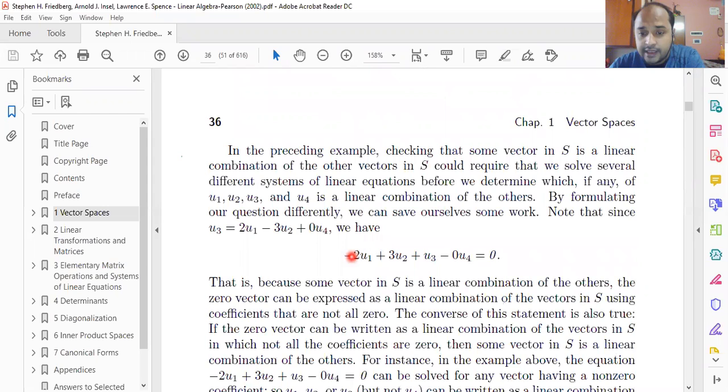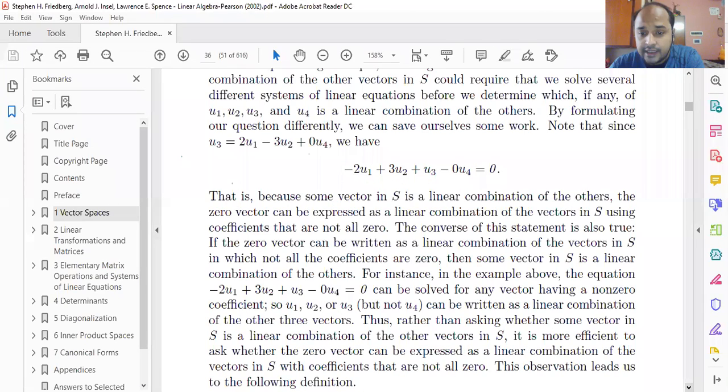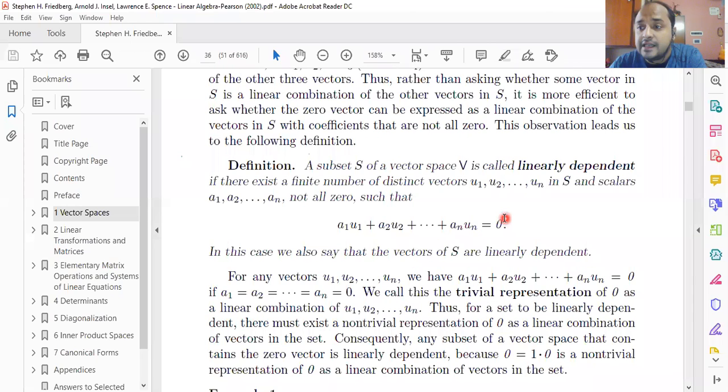So if I get such a situation, then we'll say that these vectors U1, U2, U3, U4 are linearly dependent. These vectors are known as linearly dependent vectors. And if we combine these vectors in a set, that set is actually called the linearly dependent set, LD set.